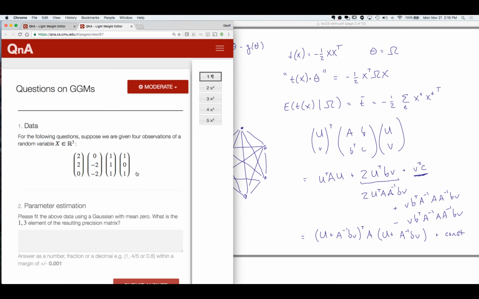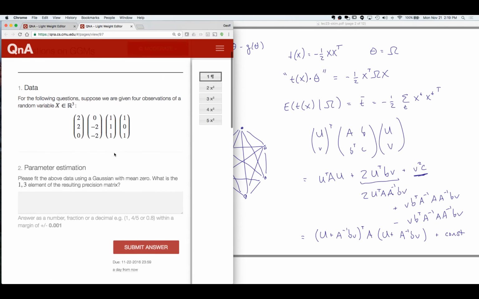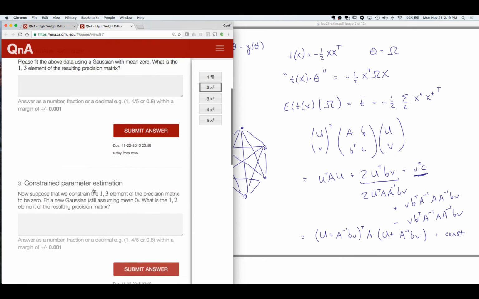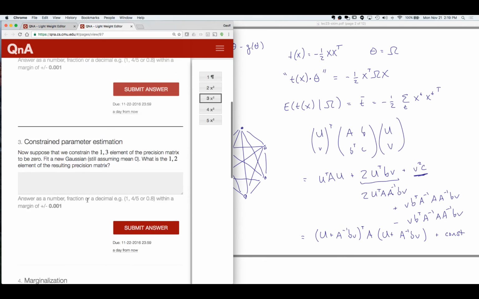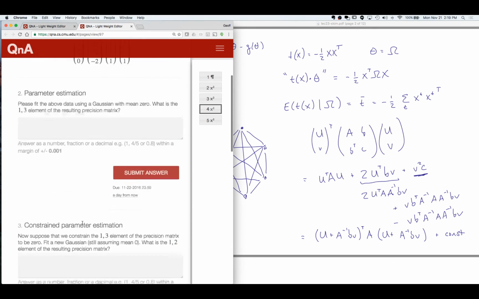You're given 4 samples from a random variable, and what we're asking you to do is to estimate the covariance and the precision from this data, either with no structure assumed or with some structure assumed, and then use the result to do a marginalization and a conditioning operation.